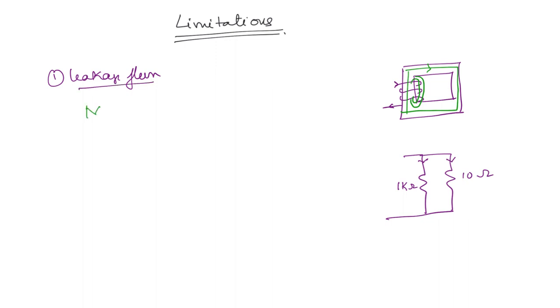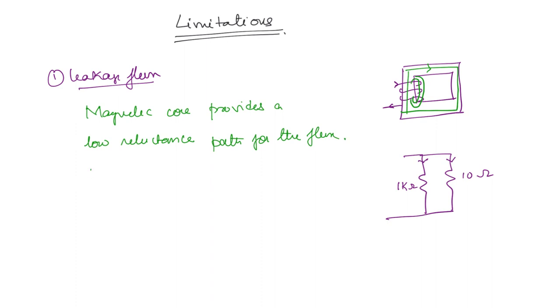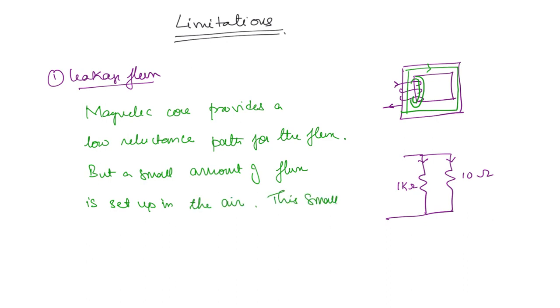So you can write here, the magnetic core provides a low reluctance path. Okay, here in magnetic circuits we use reluctance, right? It provides a low reluctance path for the flux, but a small amount of flux is set up in the air, and this small amount of flux is called the leakage flux.